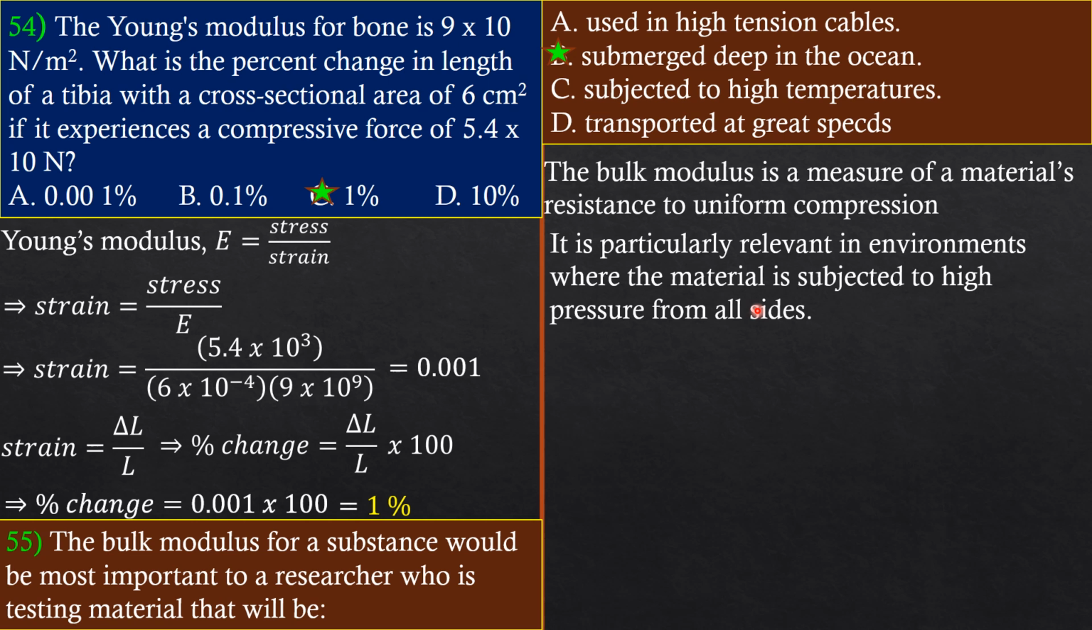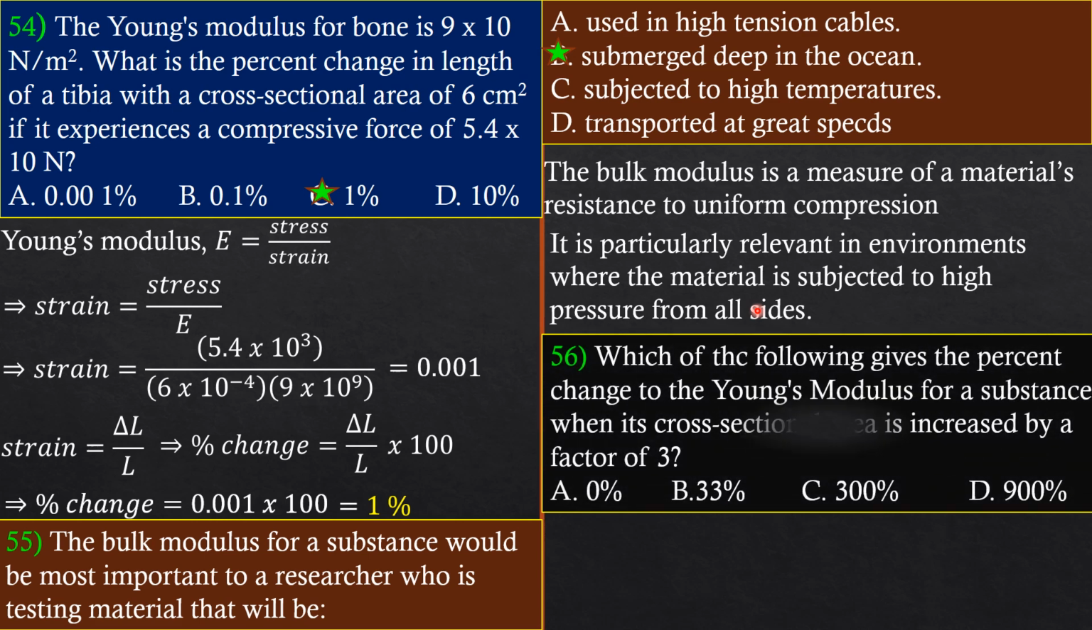Great. So, guys, question 56 reads: Which of the following gives the percentage change in the Young's modulus for a substance when its cross-sectional area is increased by a factor of 3? Let's recall that the Young's modulus is given as the stress over the strain. The stress is given as the force over the area. The strain remains the strain. Let's symbolize the strain as capital S. So this is now our Young's modulus, E equals F over A S.